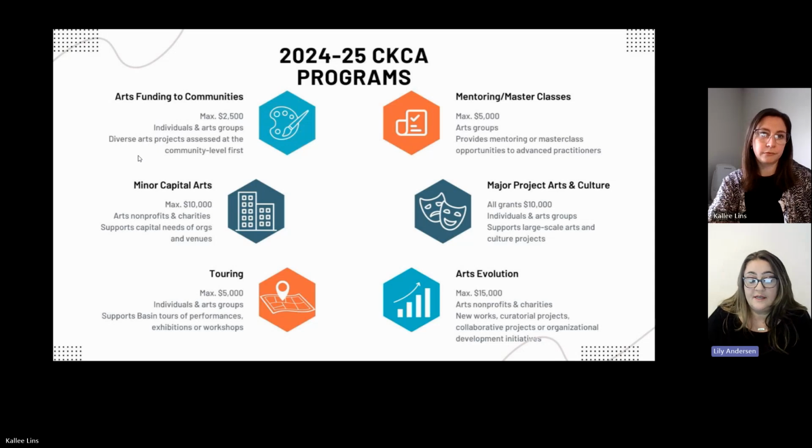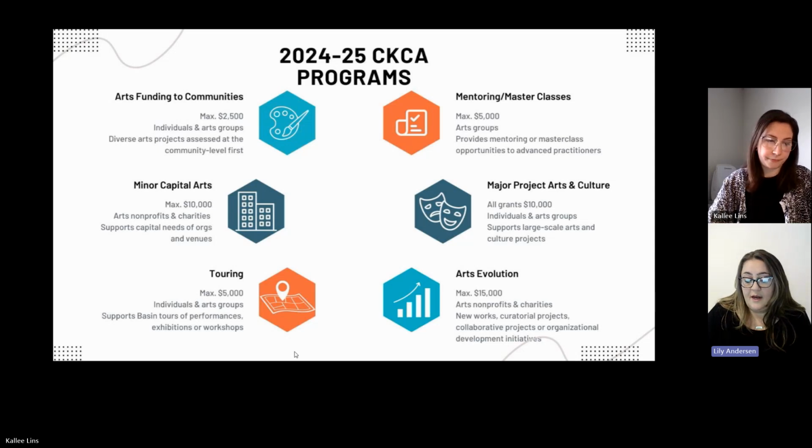The types of projects that you can do in this category are any local artistic or cultural projects benefiting basin artists or communities. The maximum request for this program is $2,500. And just to note, this is our smallest grant, but also it's our most flexible. So if you're an individual artist and a first-time applicant, we recommend that you start with this particular grant.